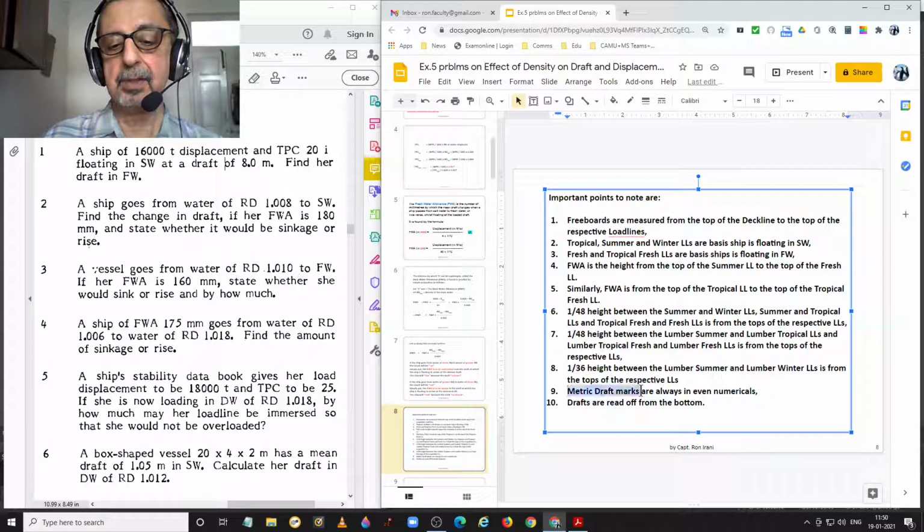Metric drafts are always even numericals, never odd numericals, and drafts are read off from the bottom.